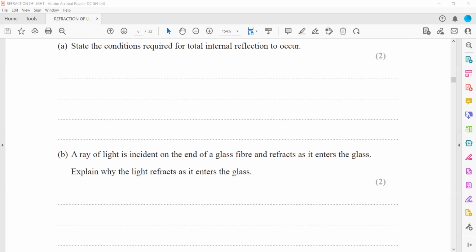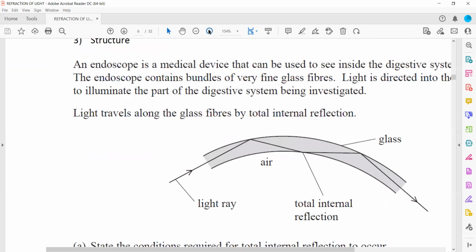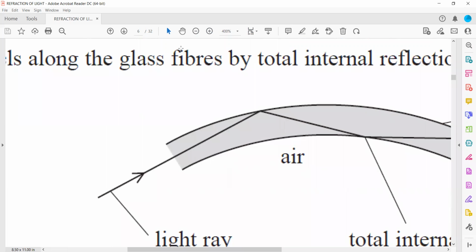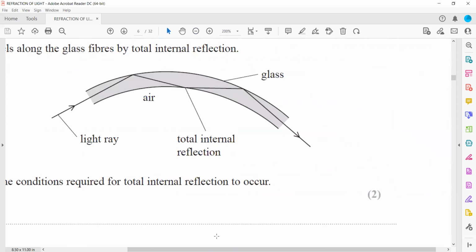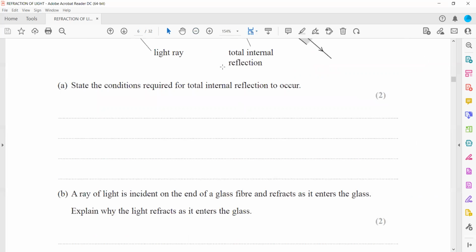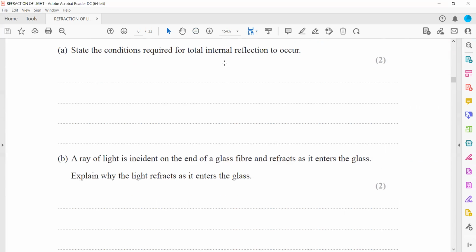Like they're mentioning here, when this light enters from air to glass, this is air and this one is glass. So when the light enters, it refracts. Refraction doesn't always mean a change in direction. It is always in terms of change in speed. Direction may change, may not change, depending on whether it is passing along the normal.